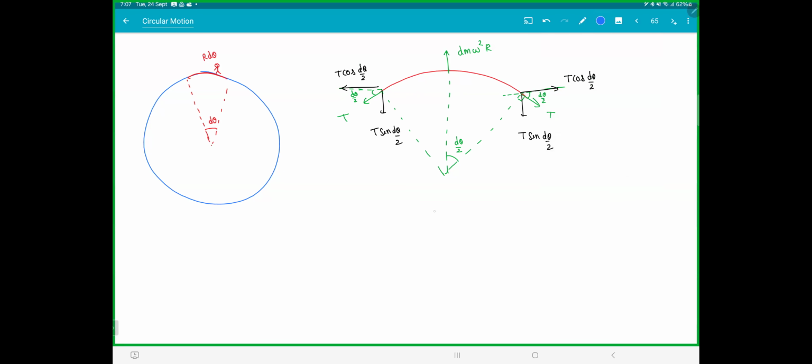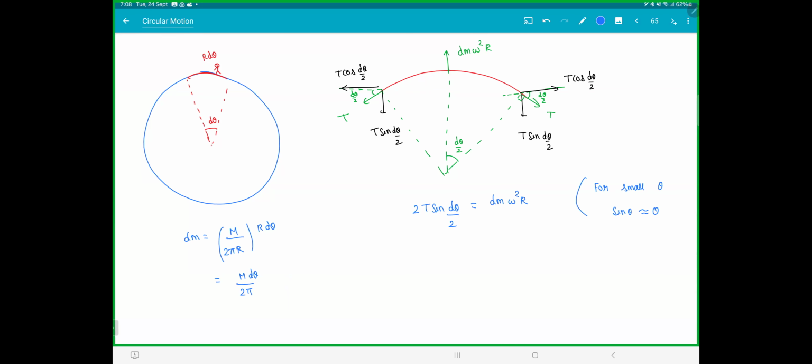And you can clearly see here the two vertical components, 2T sine d theta by 2, are balancing the centrifugal force dm omega square r. What is dm? dm is mass by total length, which is 2 pi r, into that small length, which is r d theta, which is m d theta by 2 pi. That is one. And second thing, for small angles, sine theta is equal to theta, approximately theta.